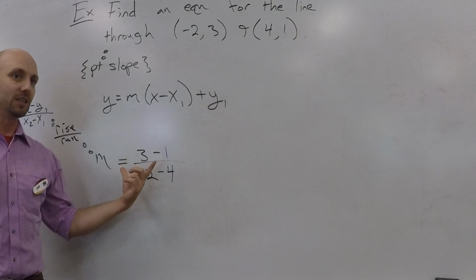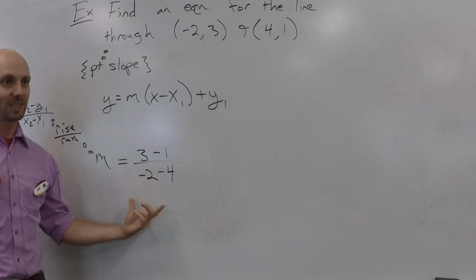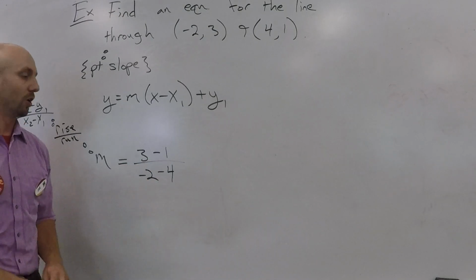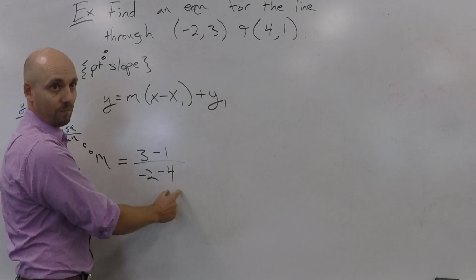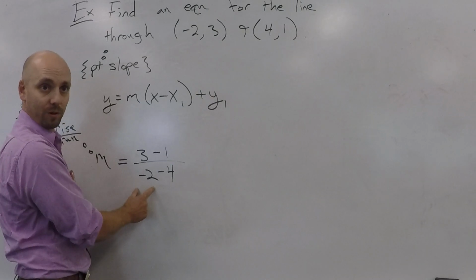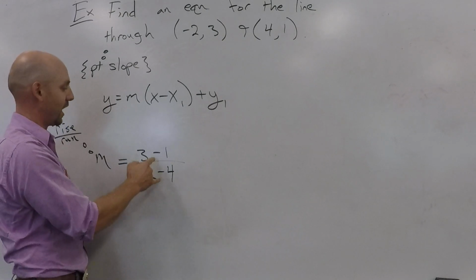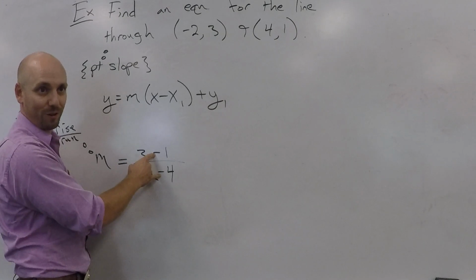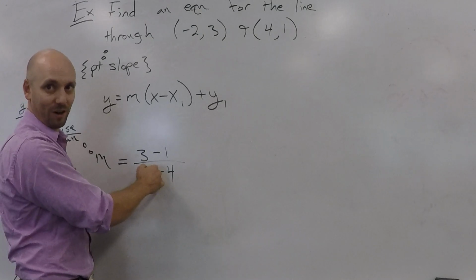which is it doesn't matter which order you select the points in as long as you do the top the same as the bottom. So this should be one of the points, 4 and 1, and this should be the other point, negative 2 and 3. Are those the points we have? Okay, and then make sure that you're doing minus on both. If you subtract one and add the other, it'll get all jacked up.